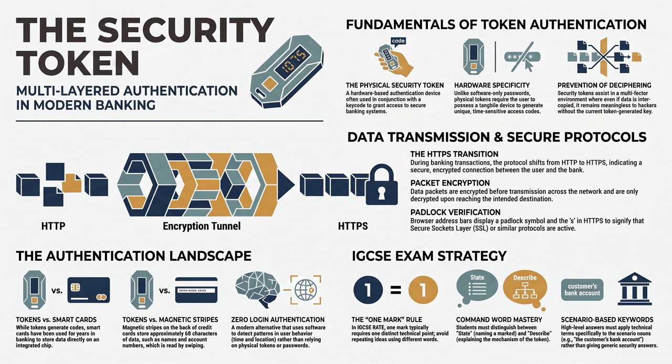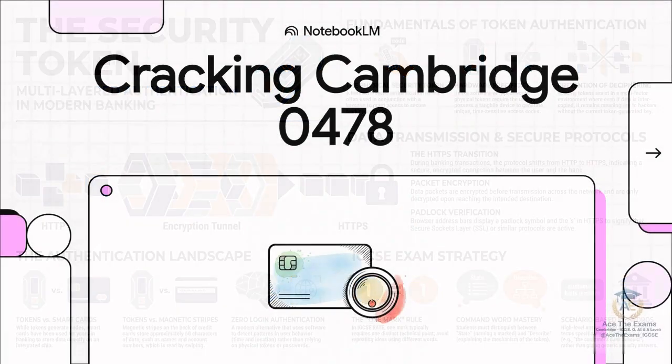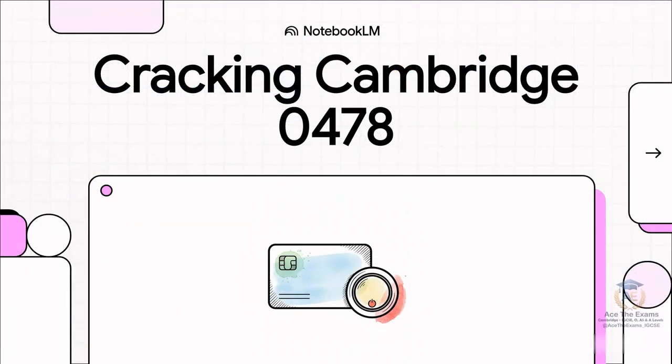Welcome to This Explainer, where we are skipping all the fluff and diving straight into mastering banking security tokens for your Cambridge IGCSE Computer Science exam. Because, as you probably already know if you're studying syllabus 0478, just knowing the theory, yeah, it's not enough. You have to know exactly how the examiner wants you to apply it.